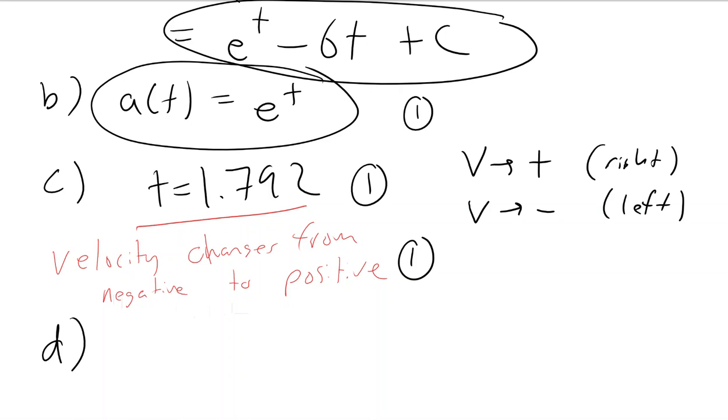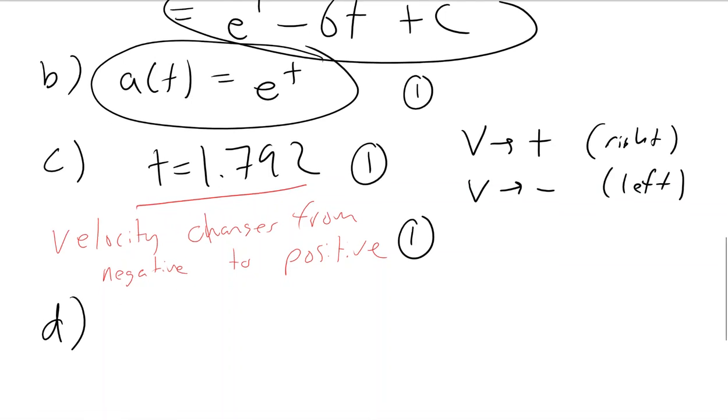I agree with you that it's kind of unfair to count it as a point if they don't ask for it, but I have seen that before on some FRQs. So, okay, is the particle speeding up or slowing down at t equals 1?